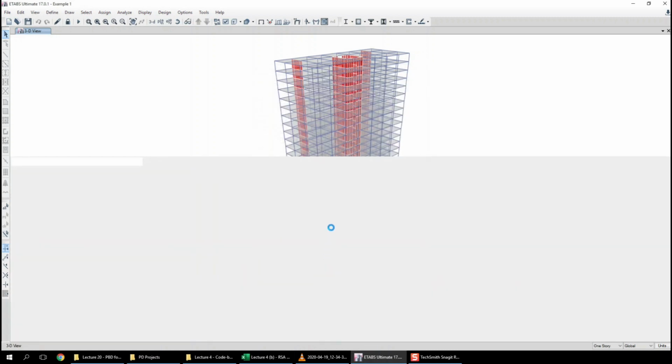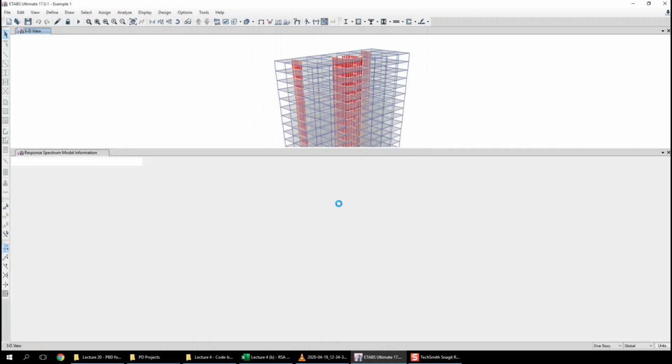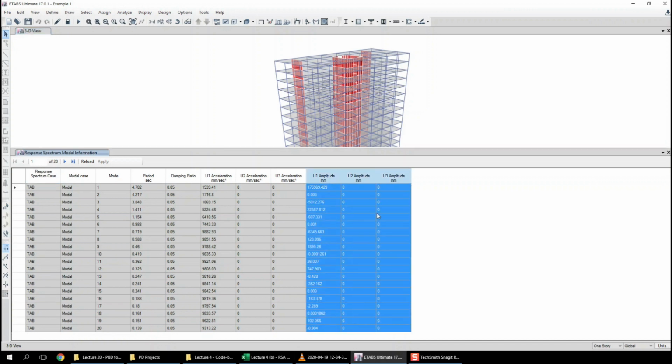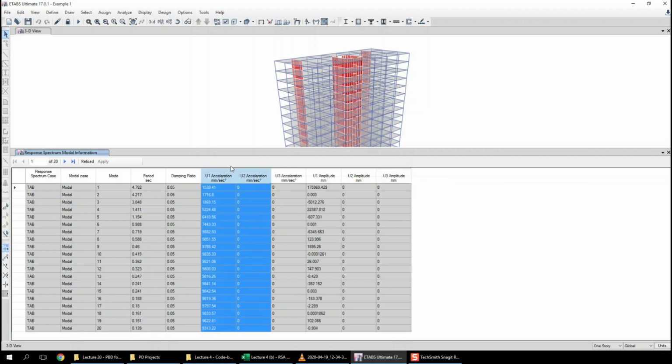This table will give me for each mode three modal amplitudes, U1 amplitude, U2 amplitude and U3 amplitude. These are the spectral accelerations which the software picks from the spectra for each mode, and these are in millimeter per second units, although we have provided the spectra in G units and then defined the scale factor as 9810, which was the G value in our units.